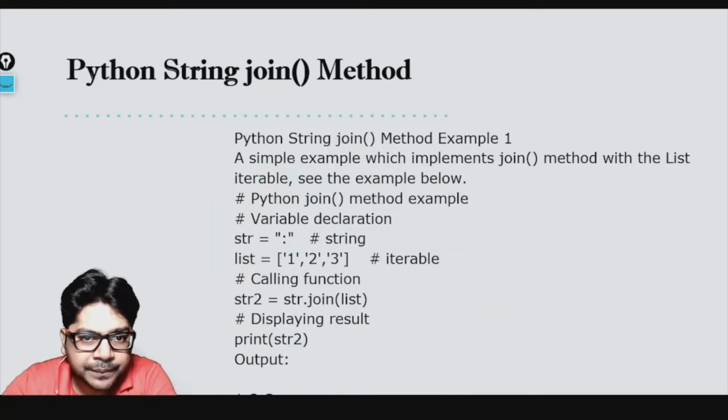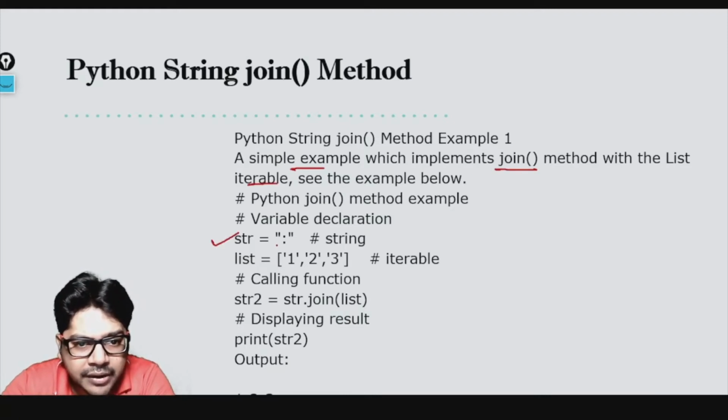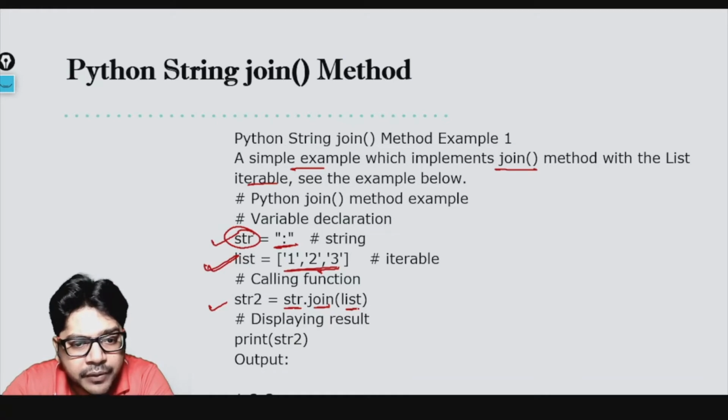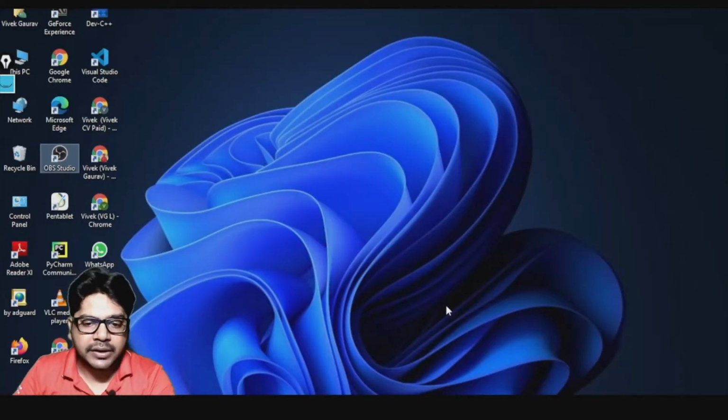Let us have a look here. So look at a simple example which implements the join method with the list iterable. So here we have str where I am having colon in it, and then I have a list which is having 3 items in it. Now remember, it should not be a number, otherwise you will get an error. Okay, and then what we are doing is that we are writing str2 is equal to str.join, the first string which I had, dot join, and then we are joining the list items over here. So what I will get, I'll get 1 colon 2 colon 3. Okay, let us go to the editor and write this code first.